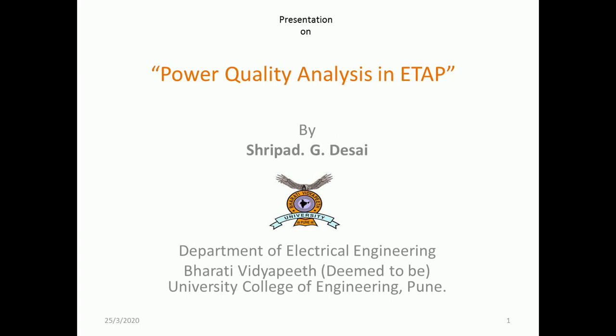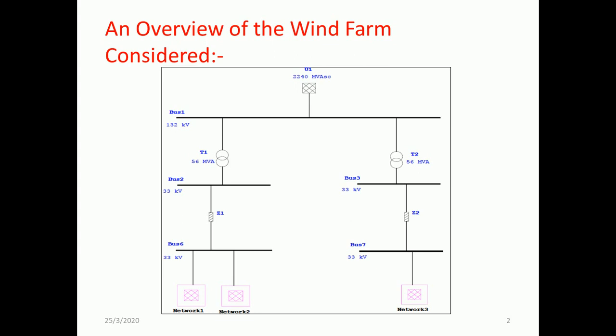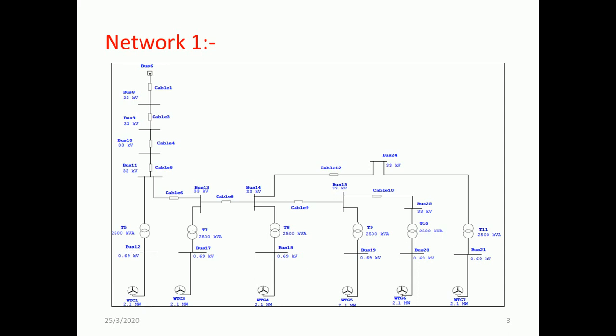As discussed in the previous presentation, today we'll be discussing the process of power quality analysis in the software. To begin with, this is the wind farm which is considered for power quality analysis. It's distributed into three networks: network 1, network 2 and network 3. If I double click on network 1, I'll be able to see an enlarged view of network 1.